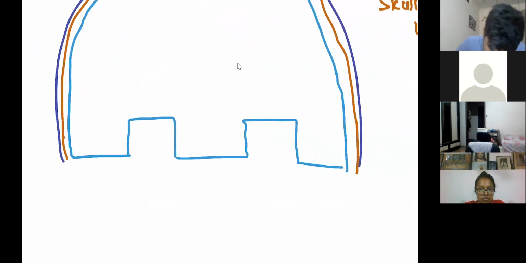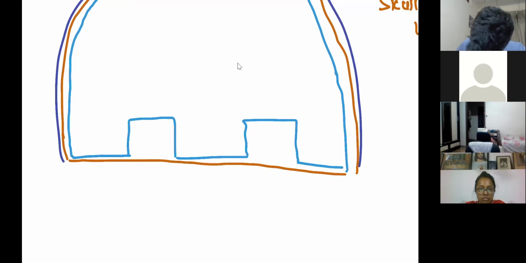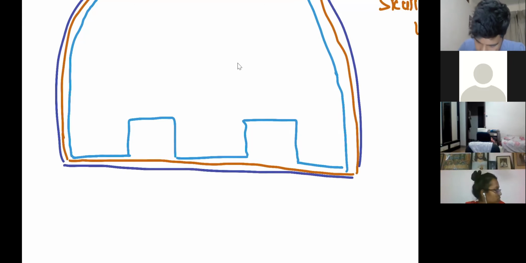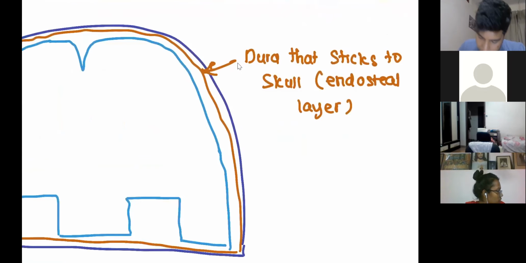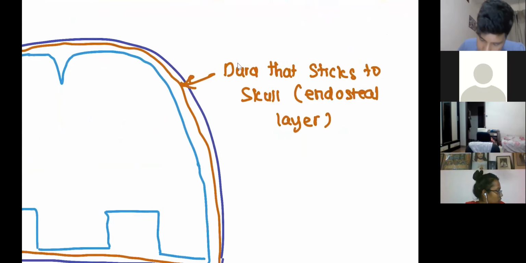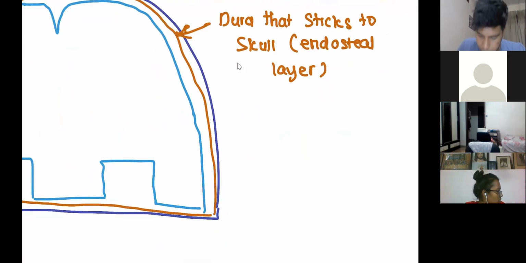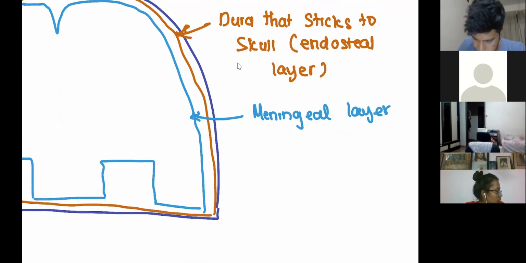So this is the cranium. What I just drew is the cranium. Remember, the endosteal layer loves the skull and sticks with it. This is the meningeal layer, the dura mater.